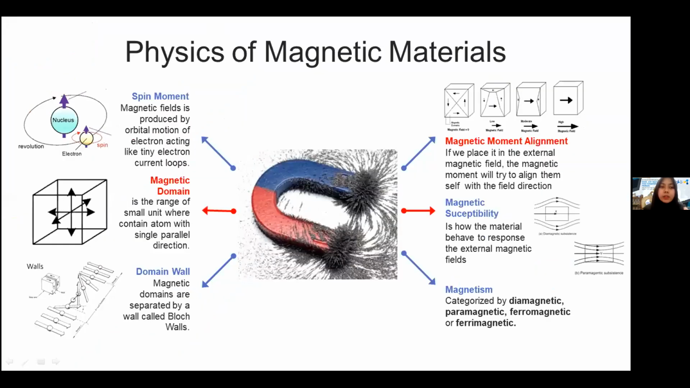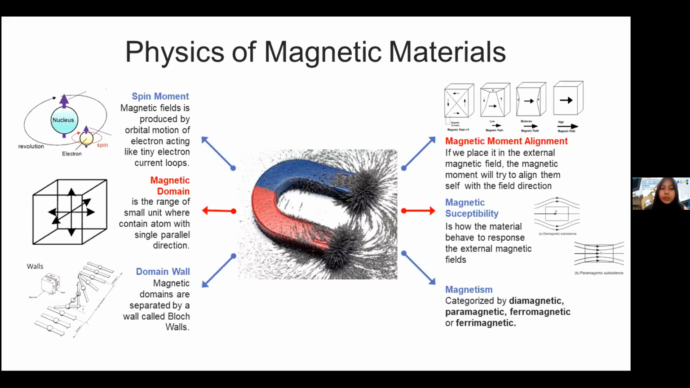So first, I will give a review about physics of magnetic materials. In an atom of a material, magnetic field is produced by orbital motion of electron that acts like tiny electron current loops. With a right-hand rule, we can know the magnetic property of this motion. And next, there is a range of a small unit containing atoms with a single or similar parallel direction that is called a magnetic domain.